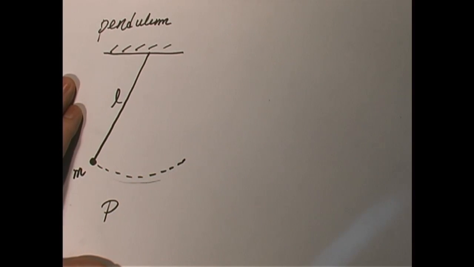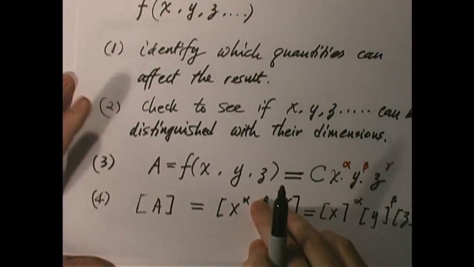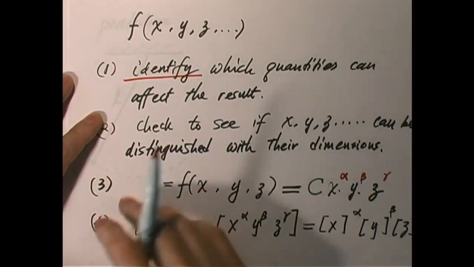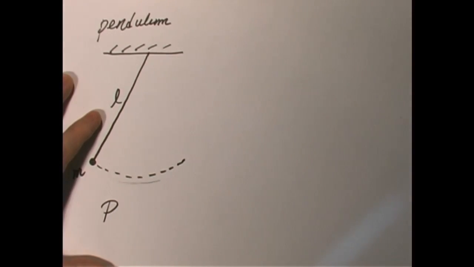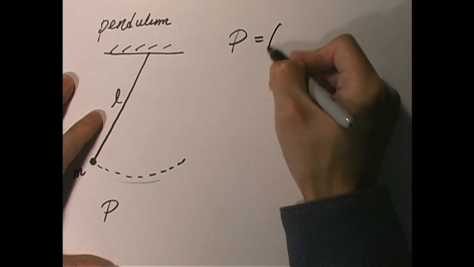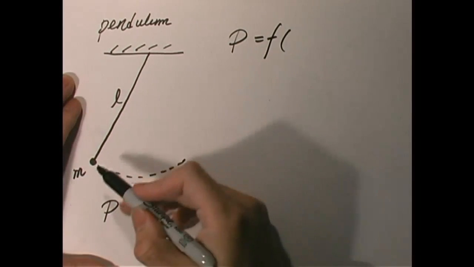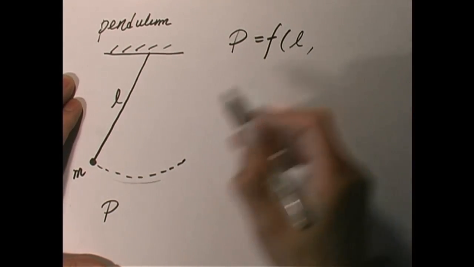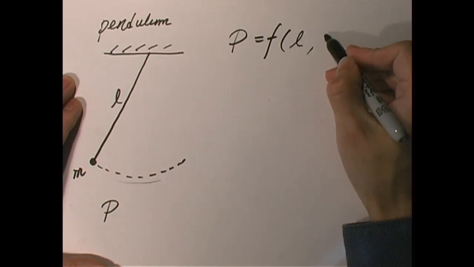What was the first step? Look at that. Identify which quantities affect your result. Our result is P, of course. That's what we're looking for, right? We have to first know what quantities it is a function of. Of course, you say L, the length of the string, that certainly matters. And what about the mass of the bob? Let's put it in here.